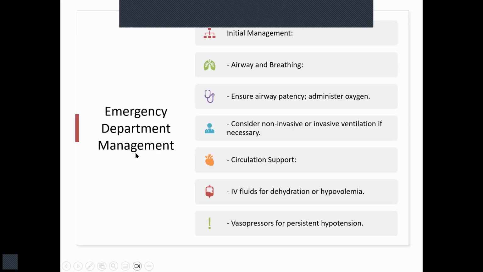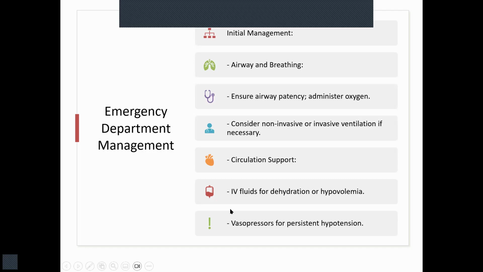So how do we do that? The initial management, like anything in the emergency department, is the ABCs or CABs, however you want to look at it. So you make sure in this case, the circulatory support is good. So you're going to give IV fluids to treat the dehydration, hypovolemia. You are going to try and make sure that they're getting enough oxygen in there. And you may decide on invasive ventilation if it's necessary.